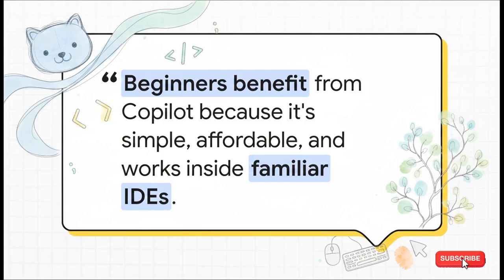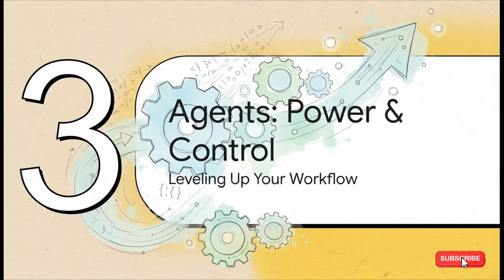You just master one thing at a time. But eventually, you're going to hit a wall. Your ambition is going to outgrow simple code completions. You'll want to tackle bigger, gnarlier problems. And that's when you know you're ready to level up your workflow with AI agents, which give you so much more power and control over your entire project.